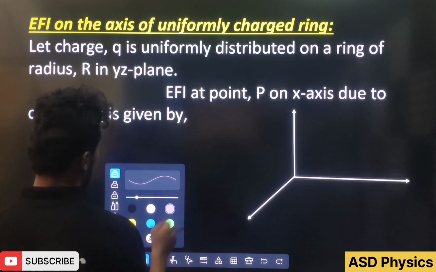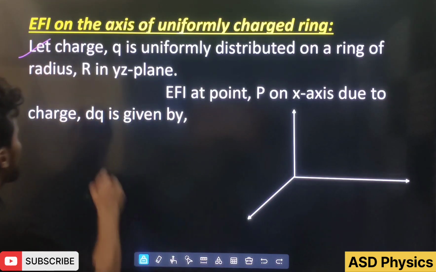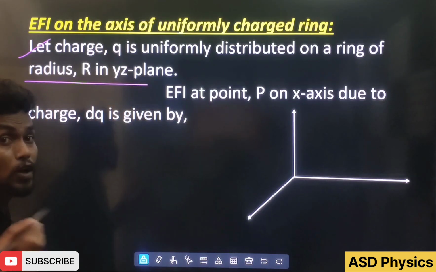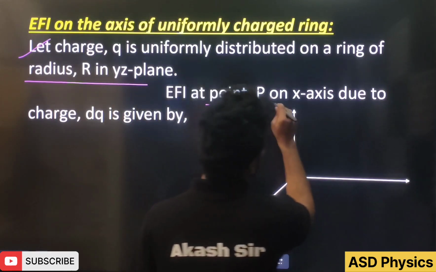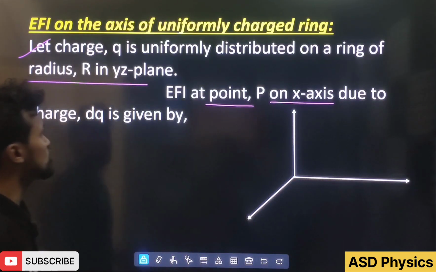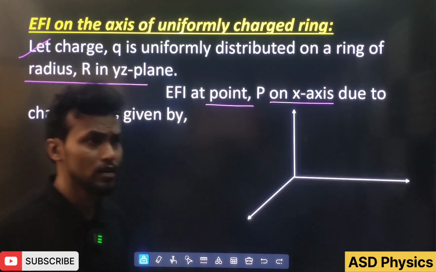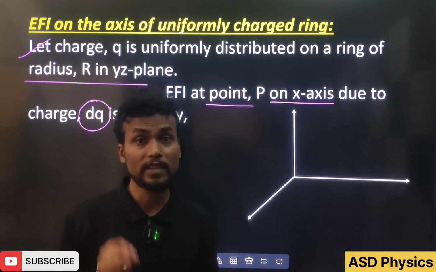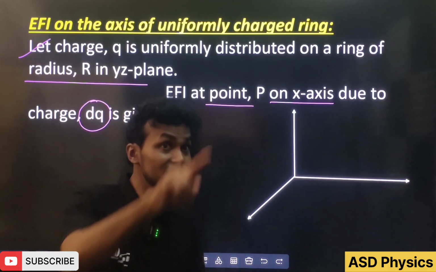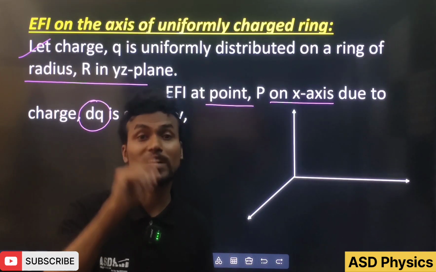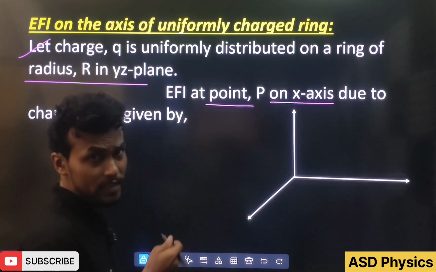So let's see what is written here. Let charge Q be uniformly distributed on a ring of radius R in the YZ plane. The electric field intensity at point P on the x-axis due to charge dq is given by... Why charge dq? Because you know very well the formula we know for the electric field is applicable for a point charge. But here the charge is distributed on the ring. This is a continuous charge distribution, which means we have to do integration, so we have written dq.